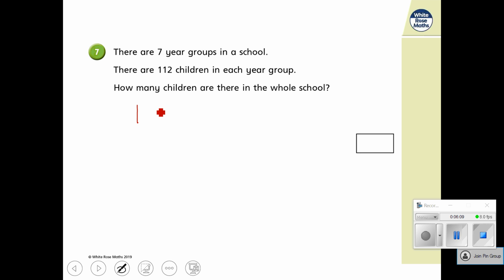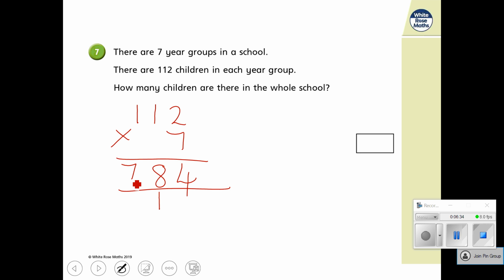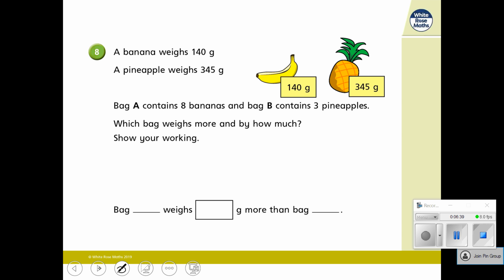So I'm going to start with the largest number on the top, 112, and I'm going to multiply that by 7. 2 times 7 is 14, so 4 can go in the ones column. I'm going to exchange 10 of my ones for a 1 and put that in my tens column. 1 times 7 is 7, add the 1 is 8, so I have 8 tens, and 1 times 7 is 7. So my answer to that question is 784.